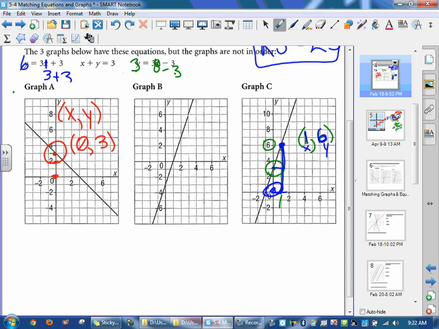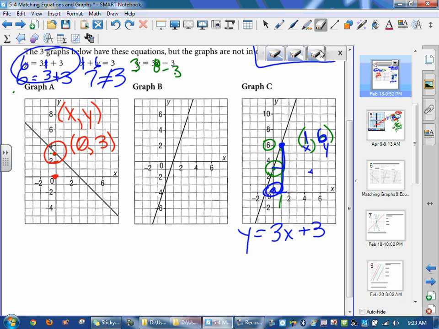Let's try it on the next one. We have this one right here. So x is 1, y is 6. 1 plus 6 is how big? 7. Does 7 equal 3? No, it doesn't. So that's how I found this equation is going to match C. Does that make sense? So underneath him, I could put y equals 3x plus 3. And then right beside his equation up here, I'm going to say, okay, he matches C.